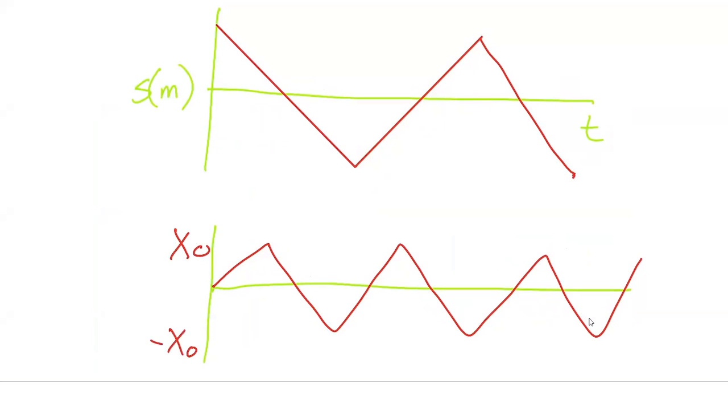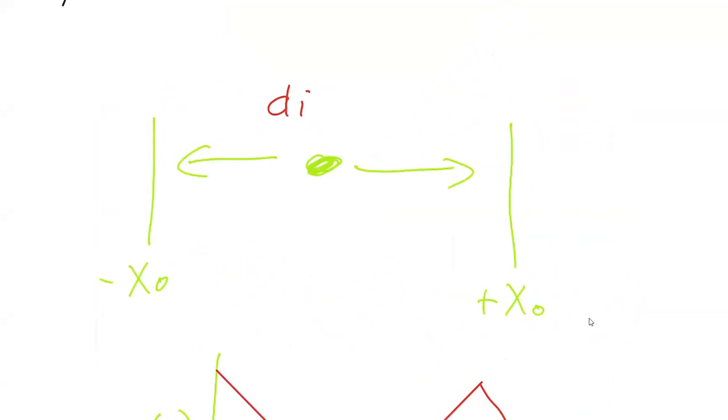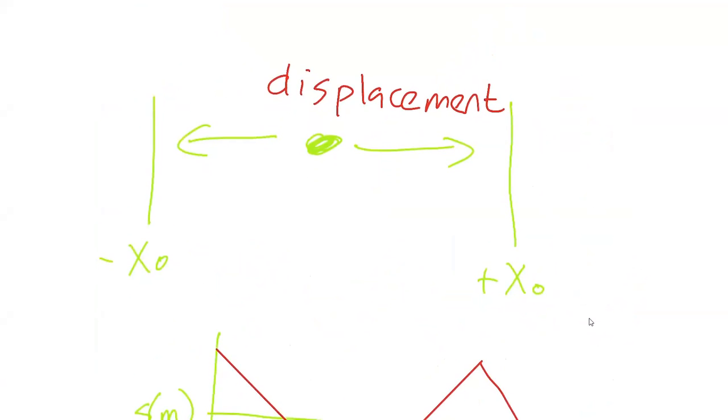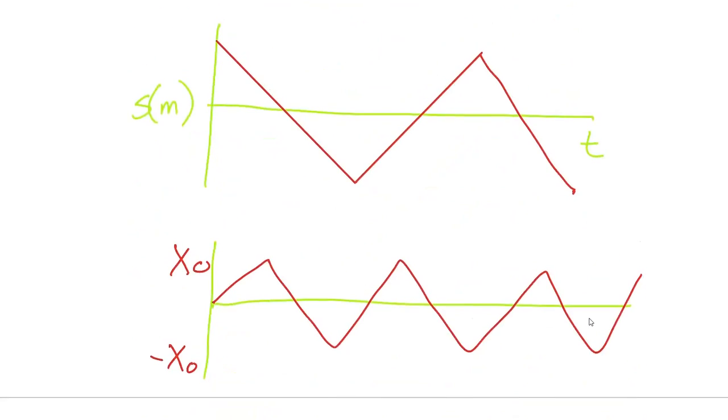But remember, this is not a transverse wave. We've just drawn the displacement as a function of time. And when I say the displacement, what I mean is the displacement of one particle. I'm going to write specifically that this is the displacement of one particle, and we can draw the displacement as a function of time.